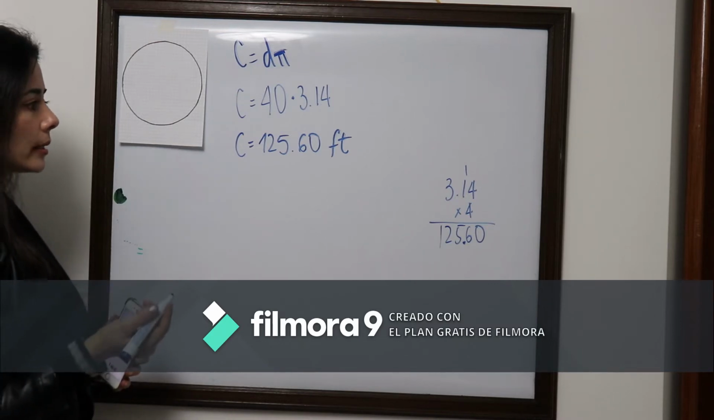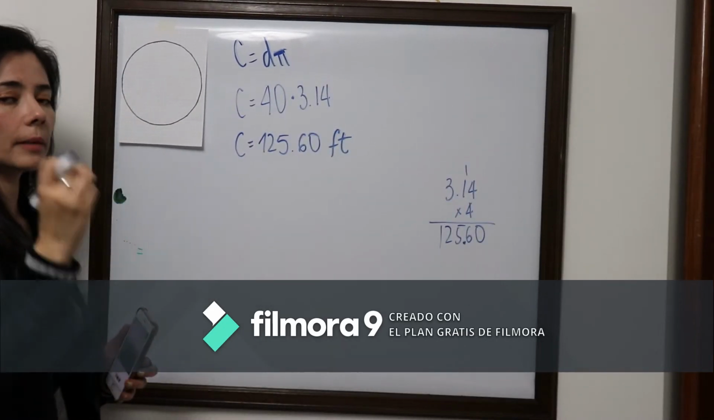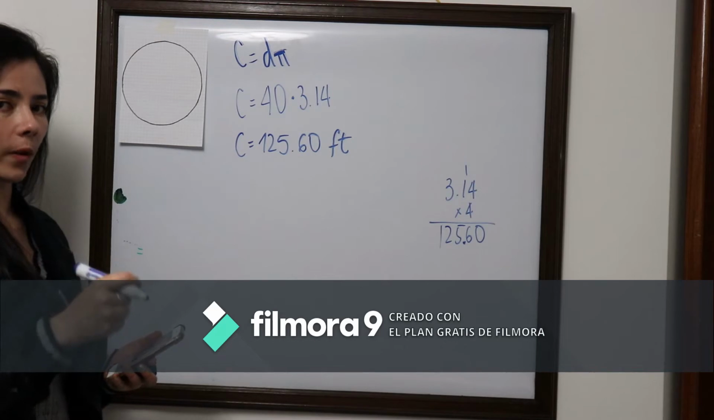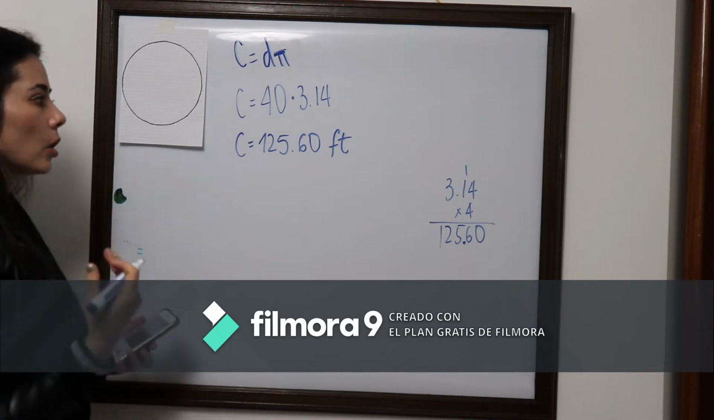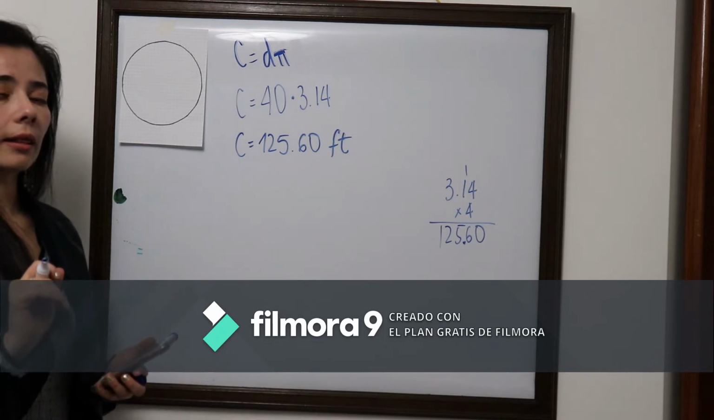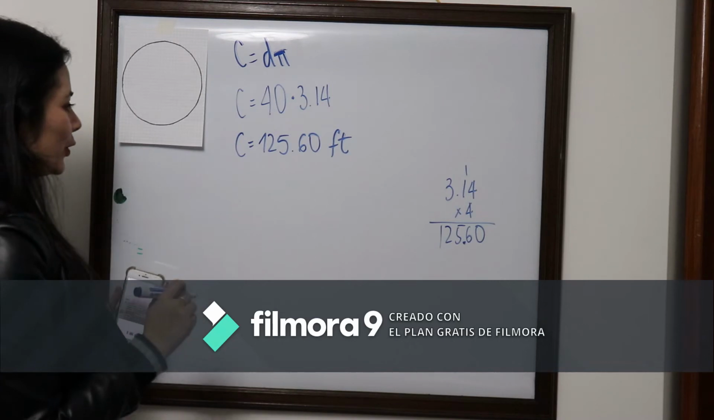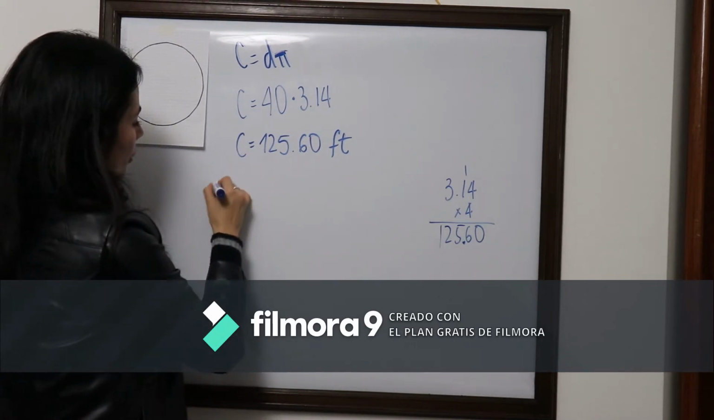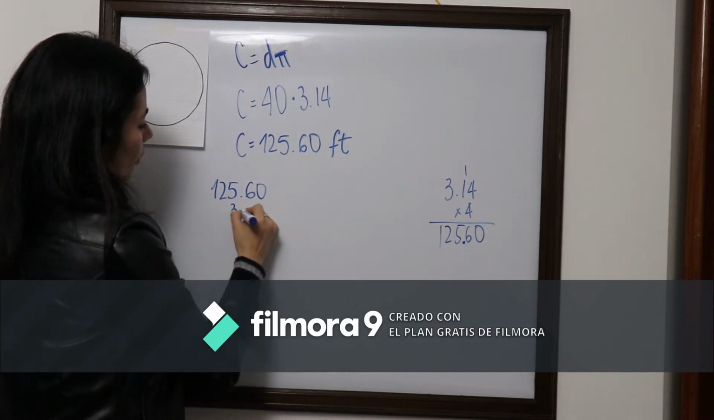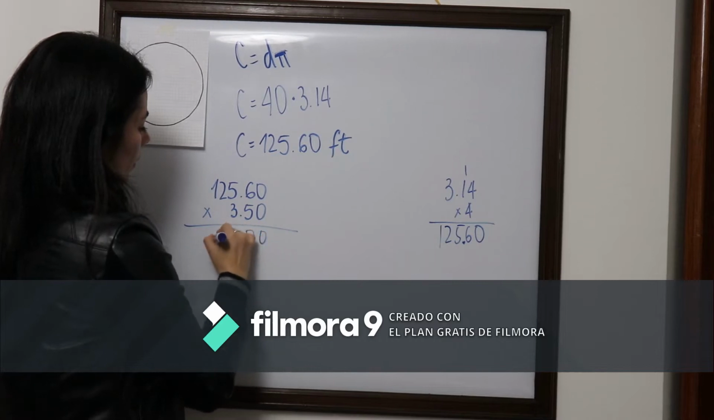Now, what they tell me now is, okay, this is important, but it's not the answer of my problem, because the problem is actually about how much money she needs to pay for it. Now, they tell you to estimate. So we can actually estimate in order to get the answer, right? But I'm going to get the exact answer just because I have the time to do it. So what we're gonna do, we're gonna take 125.60 times 3.50, right?